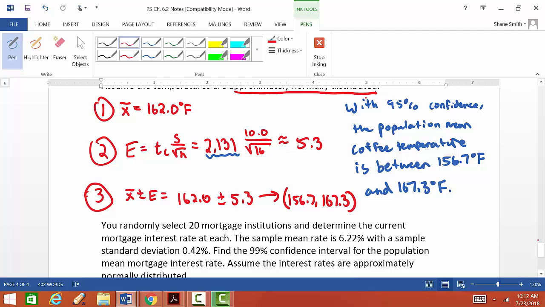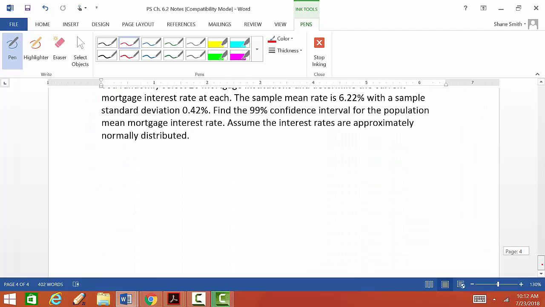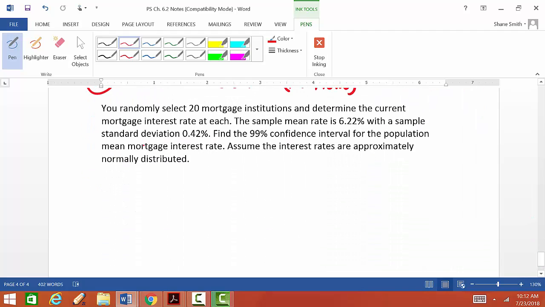So hopefully you tried the last one on your own. And let's do this. So it says you randomly select 20 mortgage institutions. So once again, we don't meet the sample size requirement, but it says approximately normal, so we're good. So x bar, our average is 6.22. Margin of error.